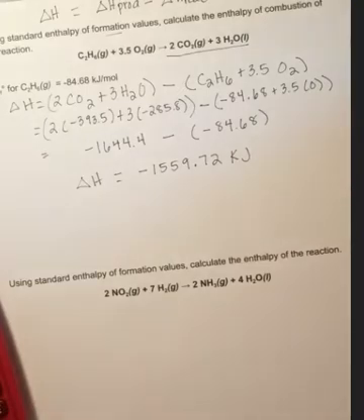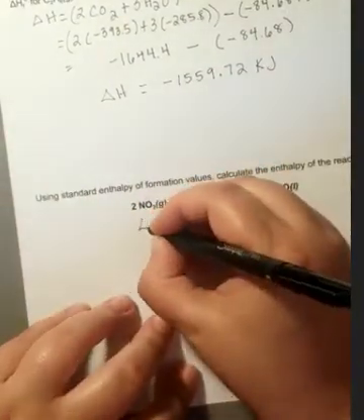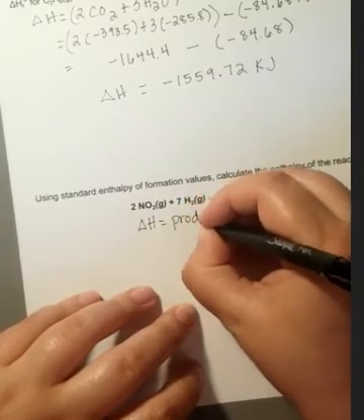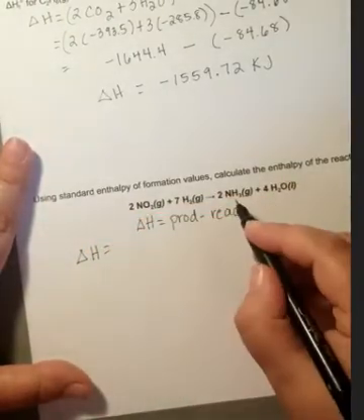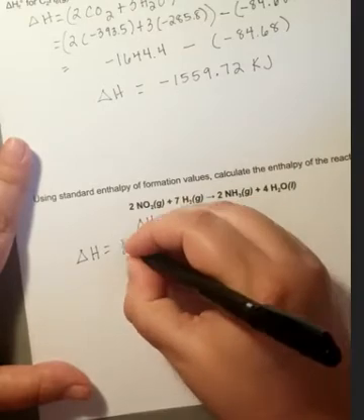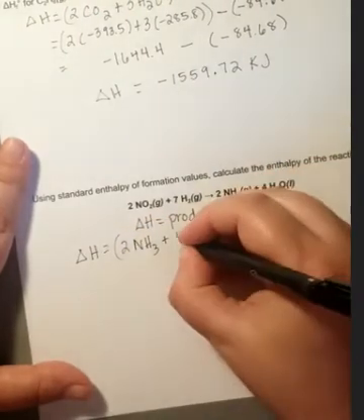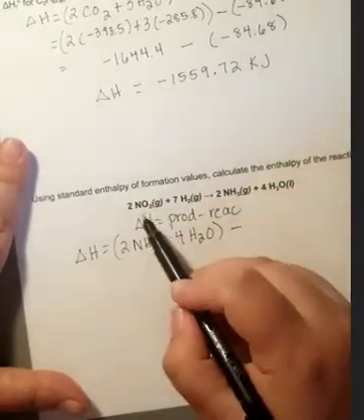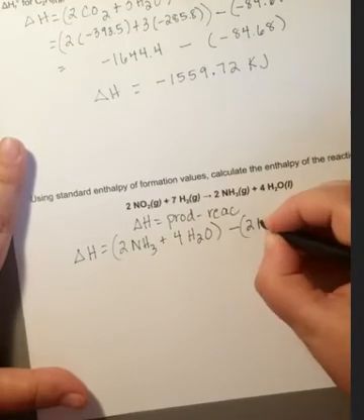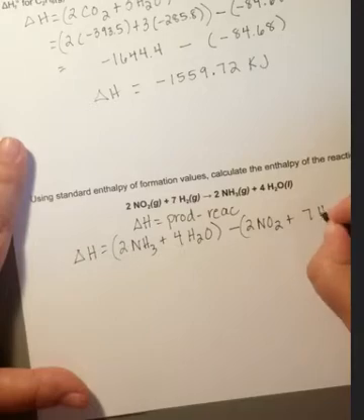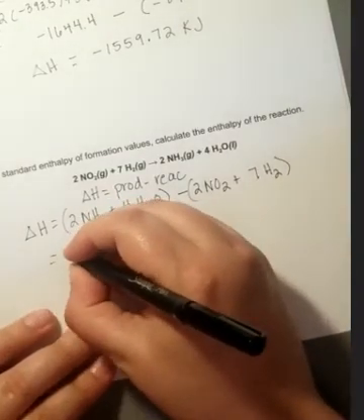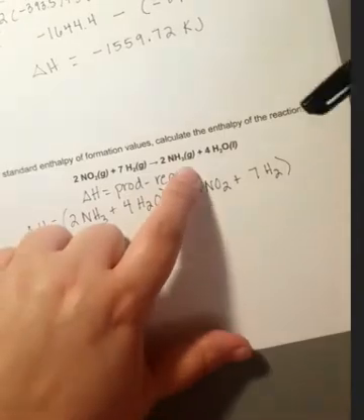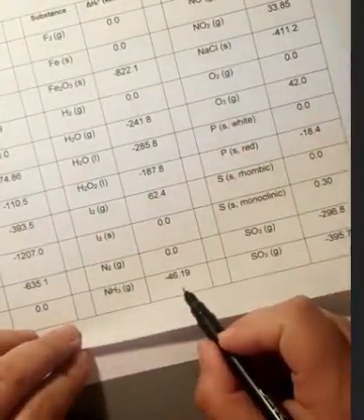So that's how you solve for standard heat of formation. I'm going to do another one. Again, delta H is products minus reactants. So I'm going to do 2 times NH3 plus 4 waters, minus my reactants, so 2 times NO2 plus 7 H2. Okay, so 2 times NH3 as a gas. NH3 as a gas is negative 46.19.